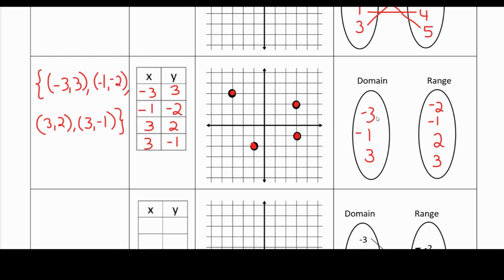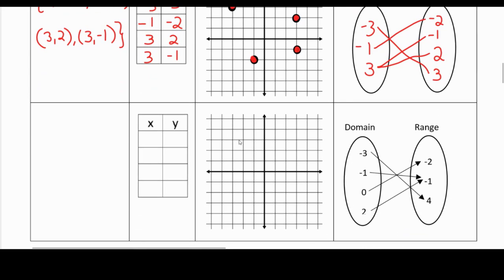Now, let's draw the lines that represent the relations. -3 relates to 3. So connect -3 with 3. And then we have -1 relates to -2. So we'll connect that. Then we have 3 connects to 2. And 3 connects to -1. So right there from 3, we're going to draw 2 lines. So there's 2 relationships right there with the number 3. So there we go. Now we have the multiple representations of this graph.